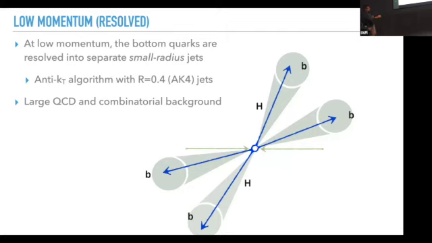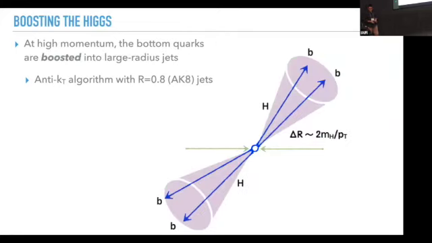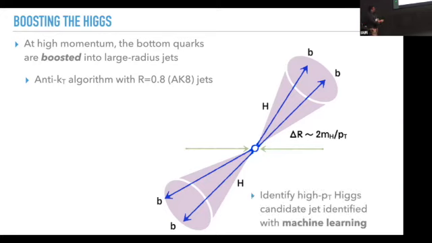And this can be actually harder to tell apart from the background because you have a larger background that can mimic this. But at high momentum, what happens is that the 2 bottom quarks basically get this so-called boosted into this cone of this jet. So because of that, we can actually try to better identify this whole shower as a Higgs to BB candidate. And that's what we'll try to do with some kind of machine learning algorithm.